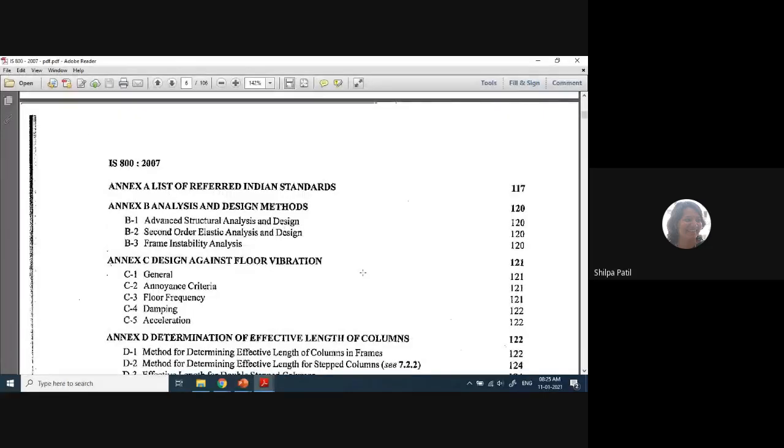Okay, so all the sections of this IS code are important when you are working as a structural consultant and you are dealing with the design of steel structures, the knowledge of the entire code is important.